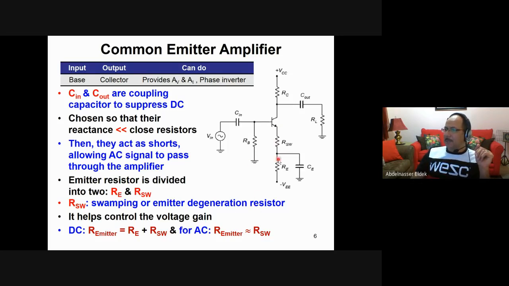In case of DC, usually these capacitors are open circuits, open.